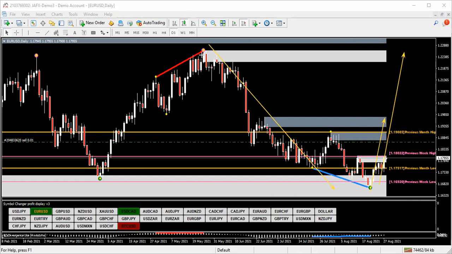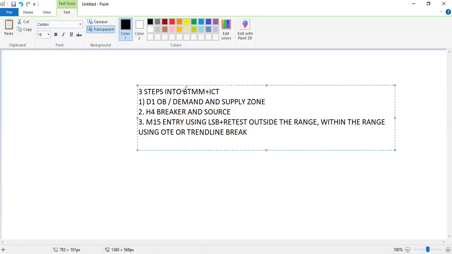Yeah, that is it. That is why I told us it's a three-step process. One, the daily time frame demand and supply zone. This is where we anchor our H4 breaker and source. Does that make sense? And then M15 is our entry. But we'll talk about M15 in our next class. Does that make sense now?